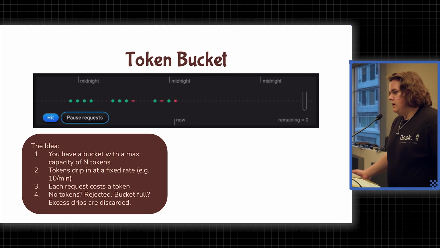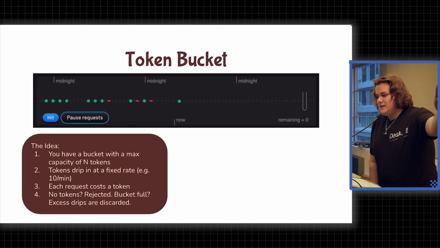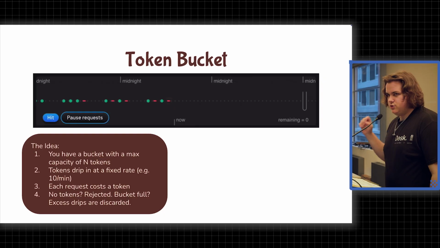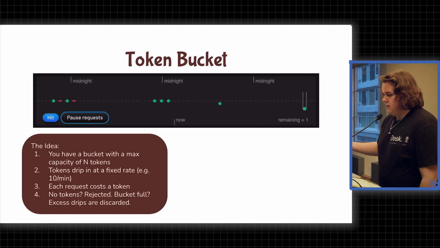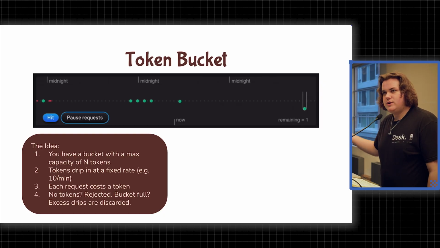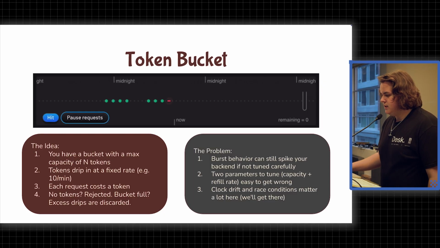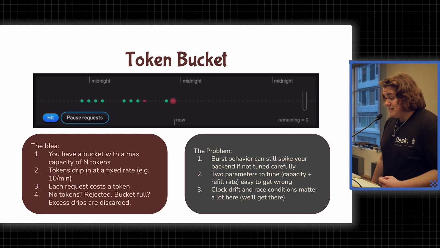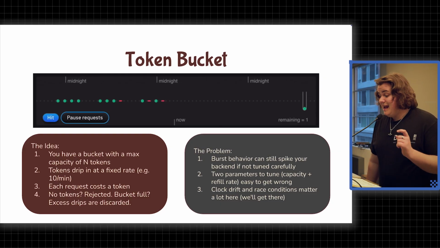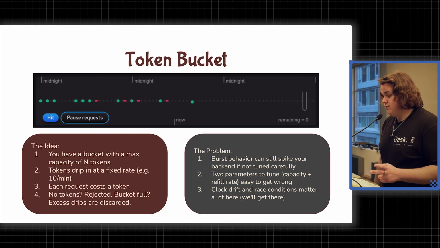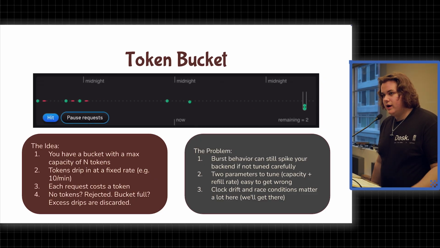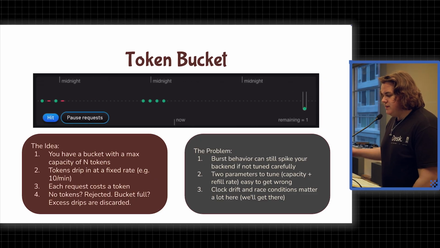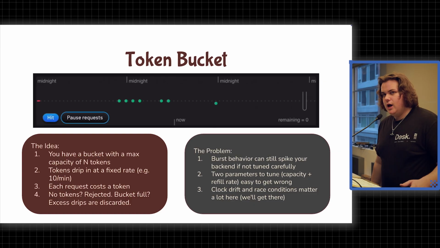So let's go to something that we could use instead. How about a token bucket? In this case, you'll see this bucket on the right side of the GIF, which fills with these green balls. If it overflows, you just lose those requests. But if you do have requests available, you can send them. And if not, they're rejected. The problem is that burst behavior can still spike your backend if you're not tuned carefully. And now you have two parameters to tune. You have both the capacity of the bucket and the refill rate, which you could both get wrong and negatively impact your system. And this is where clock drift and race conditions can matter a lot, which we'll talk about later.